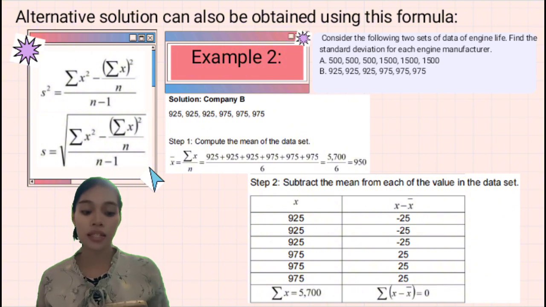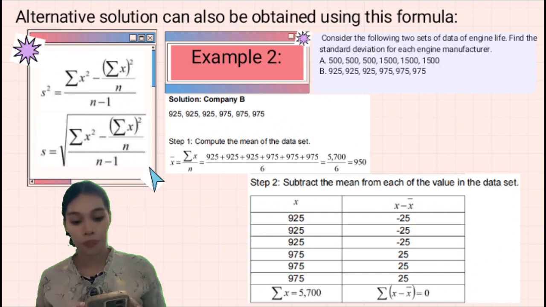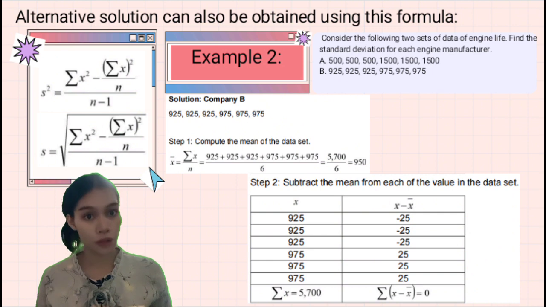So 5,700 divided by 6 is 950. So our mean is 950.